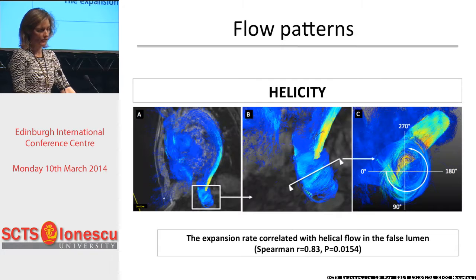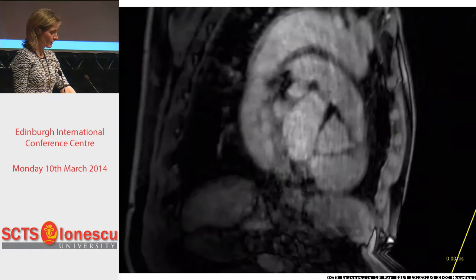It's also possible to look at flow patterns using MR techniques. So in this slide is a flow pattern called helicity, which is effectively the rate of rotation in degrees per second in a plane perpendicular to the predominant direction of flow. And what we found is the greater the rate of rotation, so the greater the helicity, the faster the rate of aortic expansion. And this again should be a movie showing you that, so sorry.